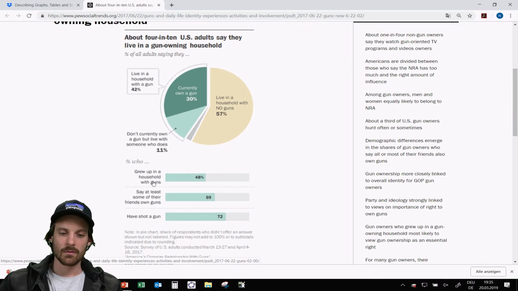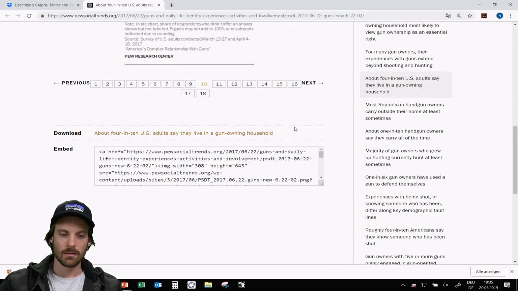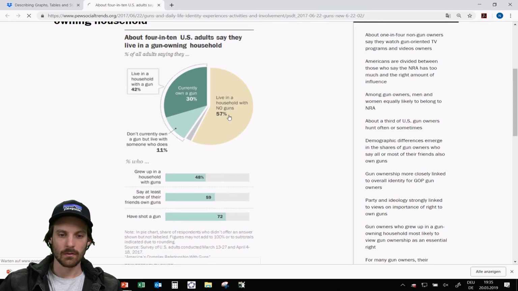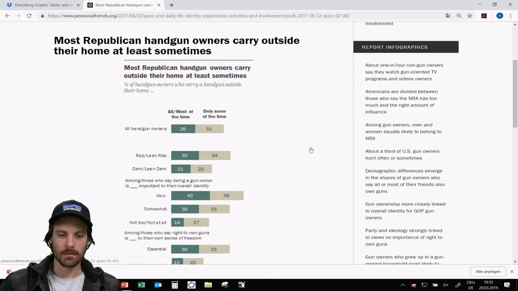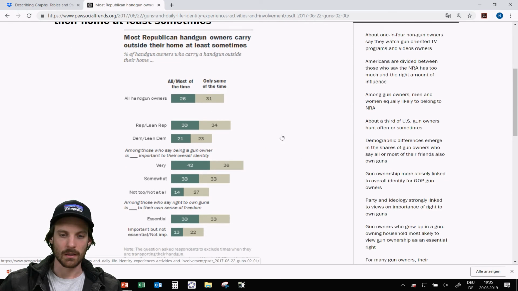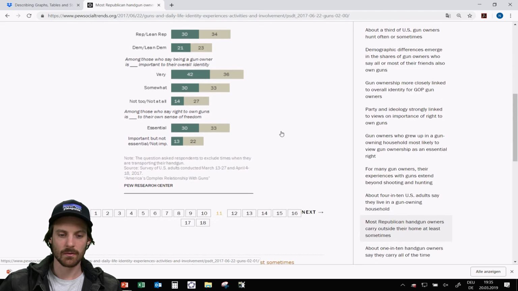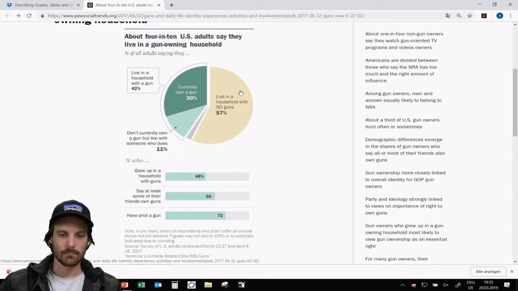We have graphs here, we have a pie chart here. What else? Yeah, I think a big pie chart is something like small graphs. In this case, it's just 3 slices. 57% live in a household with no guns. 30% currently own a gun.